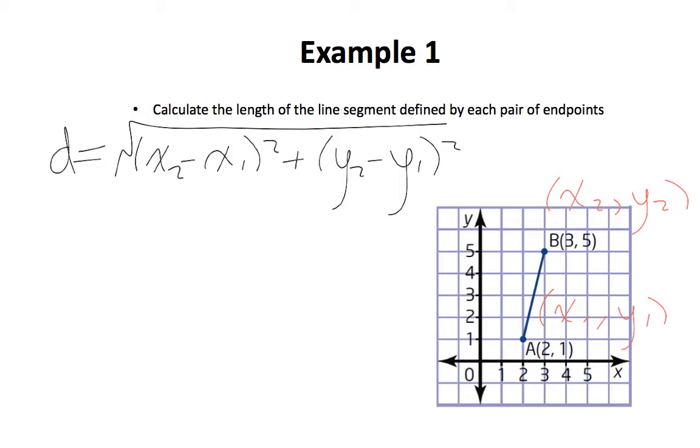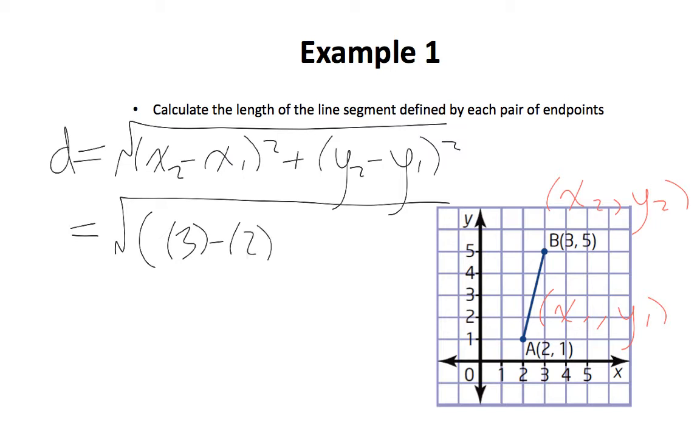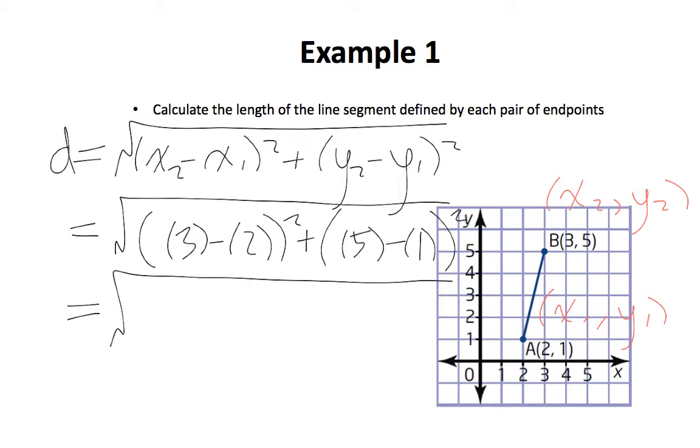Next, we want to sub in our known values. So instead of writing x2, I'm going to write 3 in brackets. Instead of writing x1, I'm going to write 2. Instead of writing y2, I'm going to write 5. And instead of writing y1, I'm going to write 1. Once you get to this point, you need to observe BEDMAS, which means we need to do whatever is in the brackets first. So 3 minus 2 is 1, and 5 minus 1 is 4.